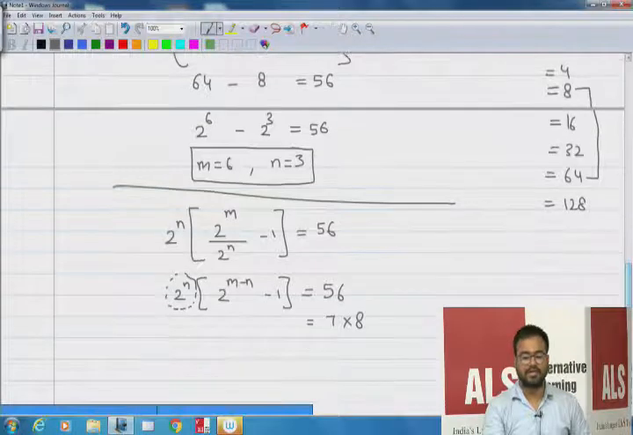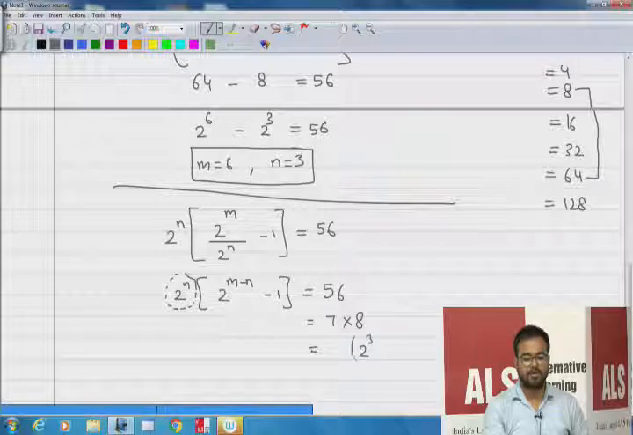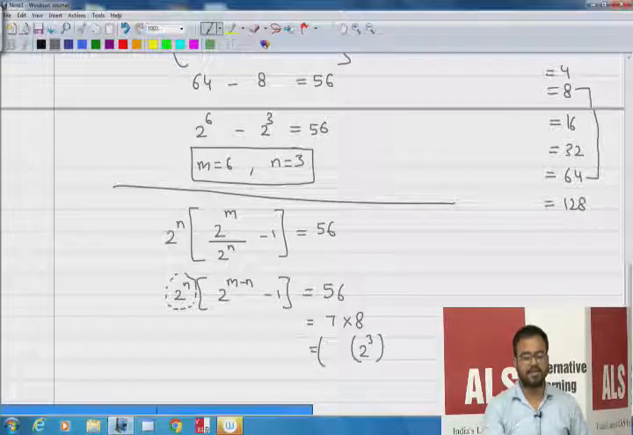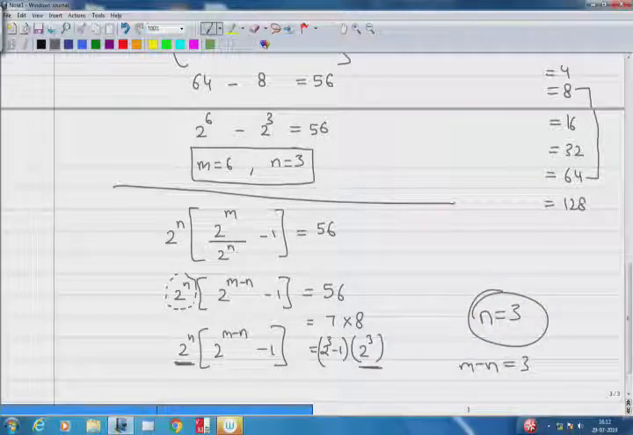If you take 8 and 7, you can write this 8 as 2 power 3, and this 7 as 2 power 3 minus 1. So you can equate it like this. If you compare 2 power 3 and 2 power n, you can say n is going to be 3, and if you compare these two, you can say m minus n is also going to be 3. If n is equal to 3, m is going to be 6. So these are the answers, the values of m and n are 6 and 3.